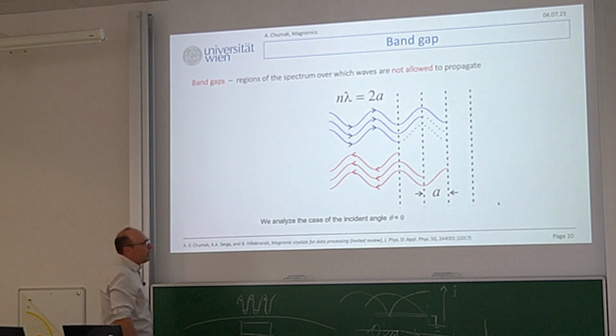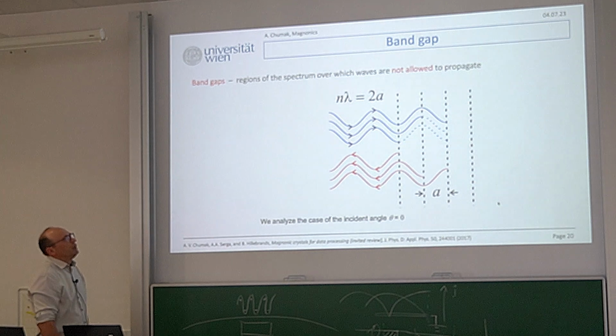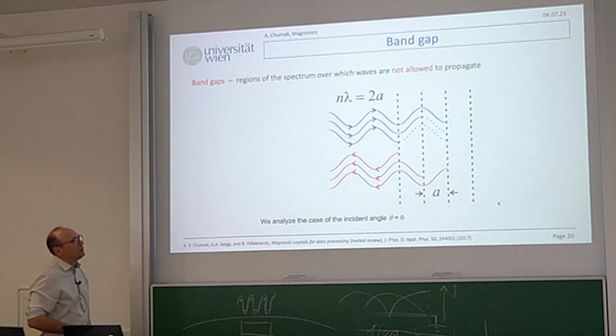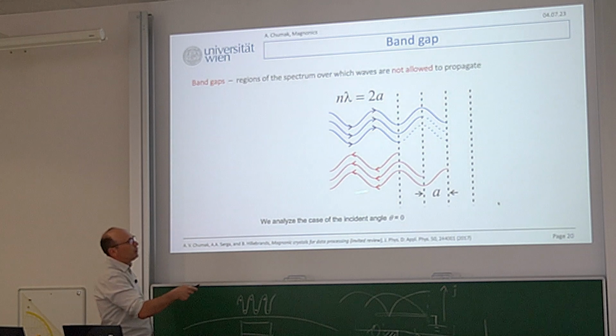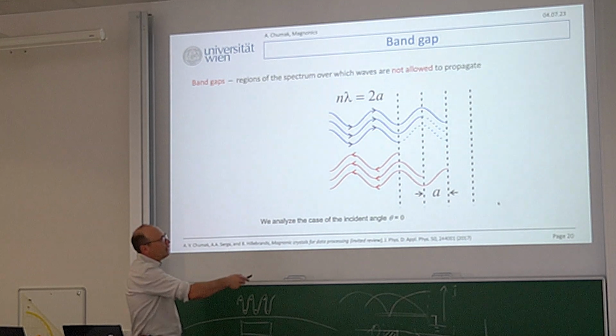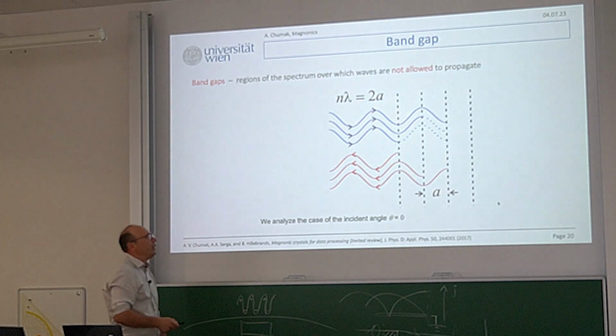So, Bragg scattering phenomena, you all remember it. The easiest case is to rewrite Bragg's law in the simplest way when the incident angle is 0 degrees. So it means the simplest possible situation. And here is an array of our reflectors where the spin wave will be reflected with a periodicity a.